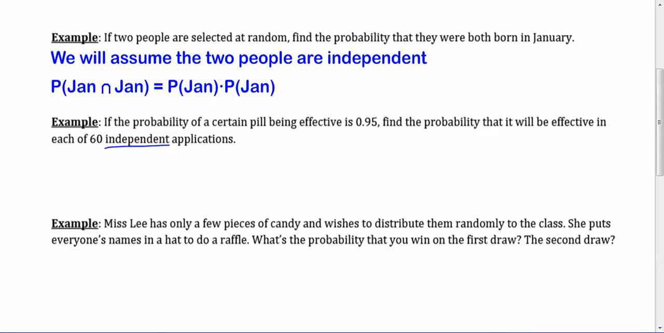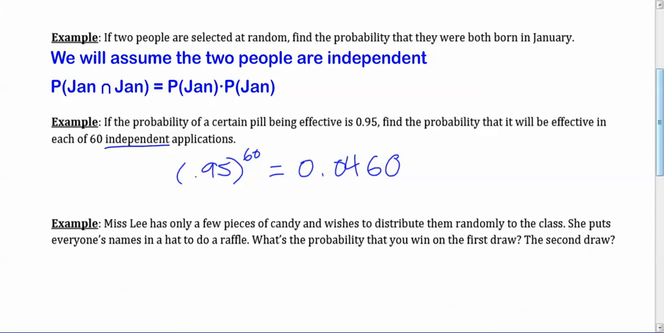So the probability it will be effective in each of these 60 is going to be the probability of it being effective in the first times the probability it will be effective in the second times the probability it will be effective in the third. So it's going to be 0.95 times 0.95 times 0.95, 60 times. So in math shorthand, we're just going to use some exponents to make that a little bit shorter and say, all right, that's going to be 0.95 to the 60th power. That's going to be a little less than 5%.